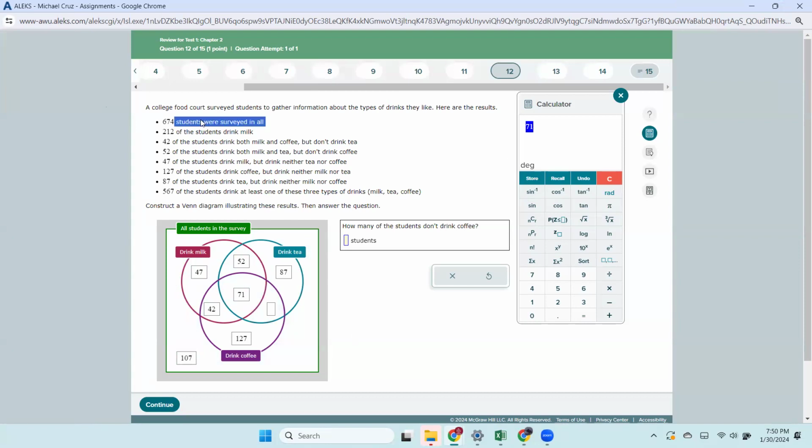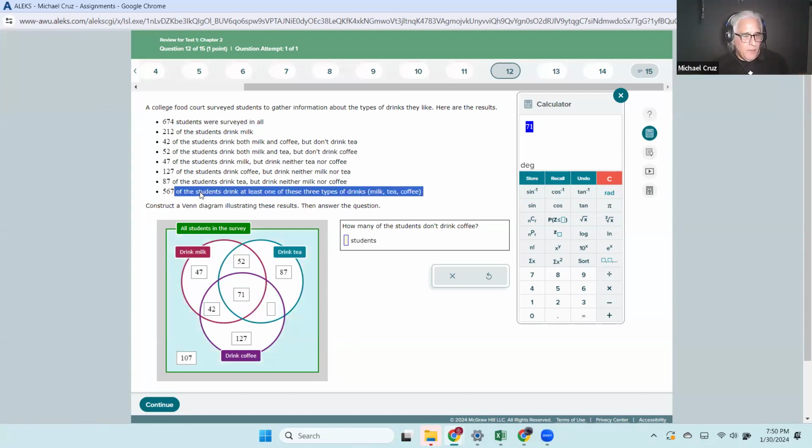All right. And we got one last one. Does that help us? Yes. So we can do it one of two ways. We can add all these up inside the circles and subtract from 567 to get that one, or we can also throw this one in and subtract from 674. I'm going to do it both ways as a check.